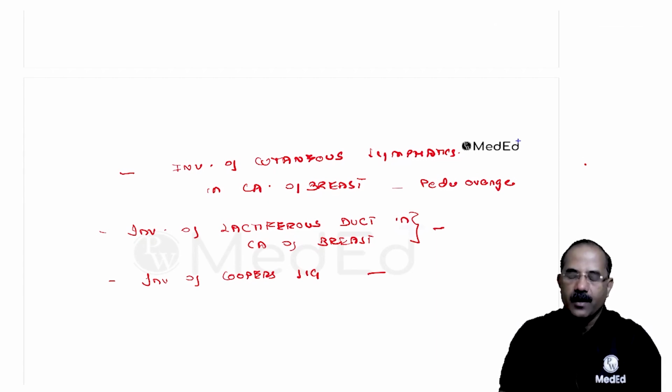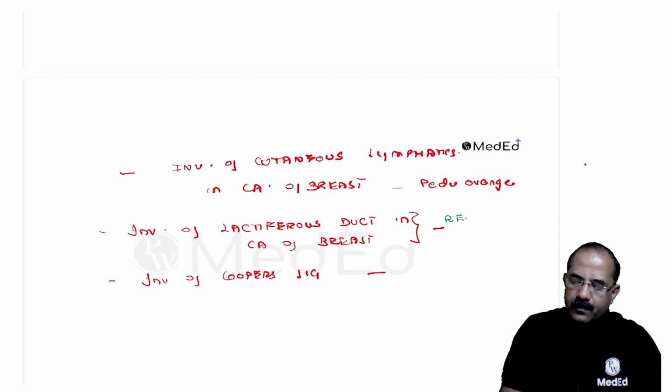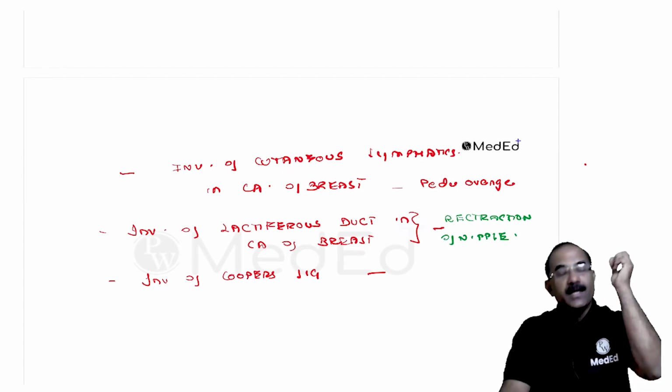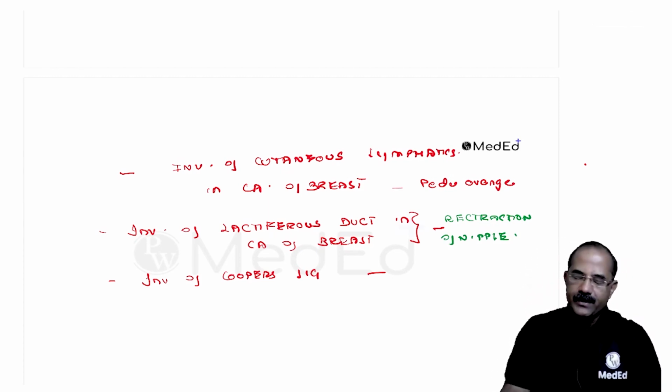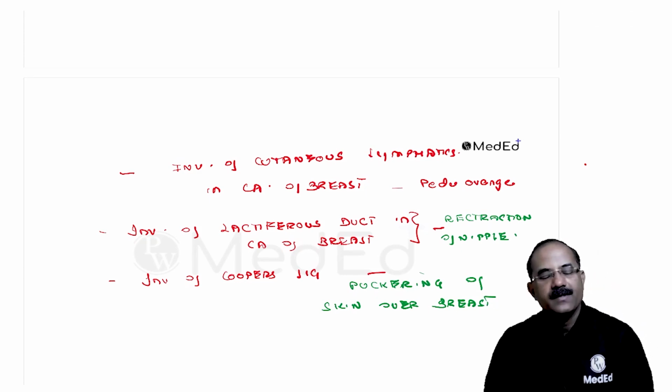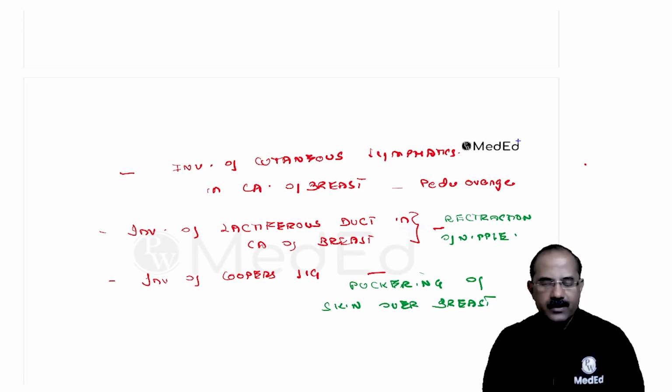In cancer, involvement of lactiferous ducts leads to retraction of the nipple. Retraction of the nipple means it is pulled inside, and involvement of Cooper's ligament leads to puckering or dimpling of the skin over the breast. Very good. Remember this. Some very important things. Excellent. Very good. Did you understand all this?